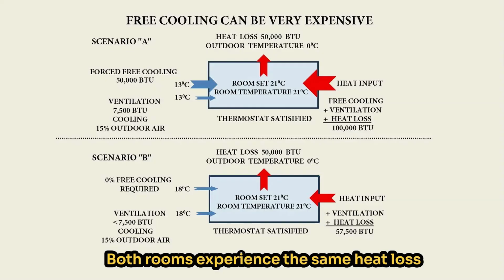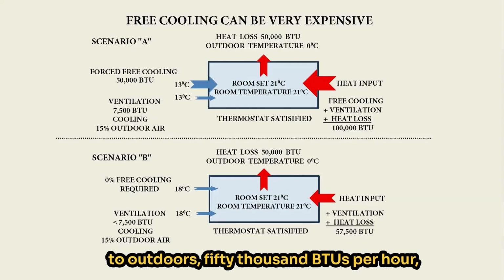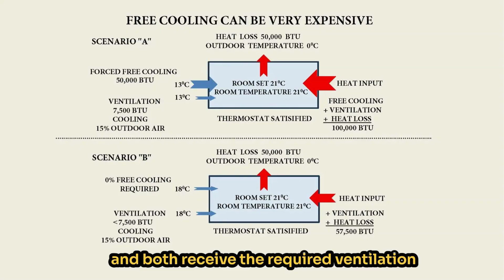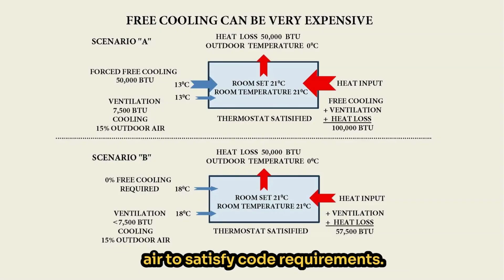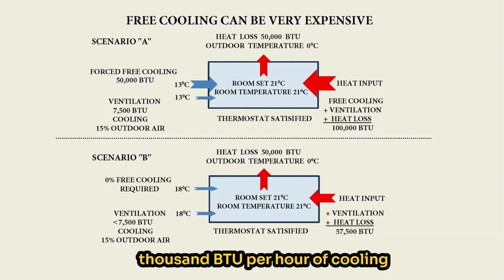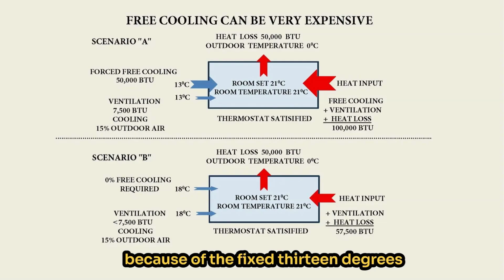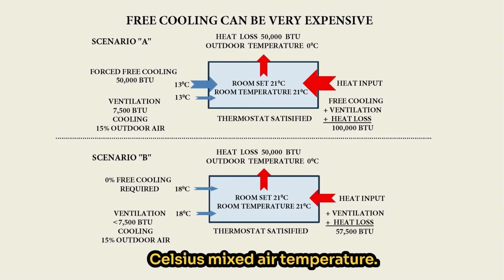Both rooms experience the same heat loss to outdoors, 50,000 BTUs per hour, and both receive the required ventilation to satisfy code requirements. The difference is that scenario A introduces an additional 50,000 BTUs per hour of cooling through the supply air system because of the fixed 13 degrees Celsius mixed air temperature.